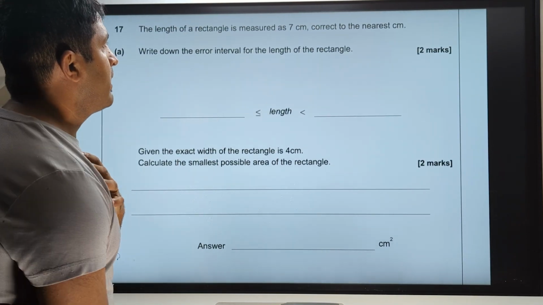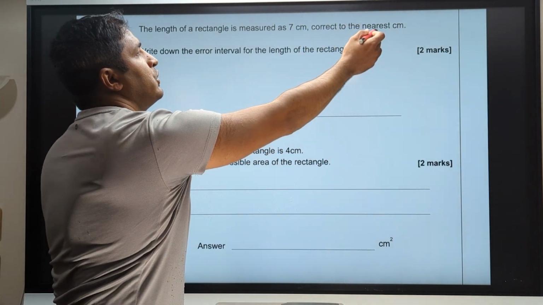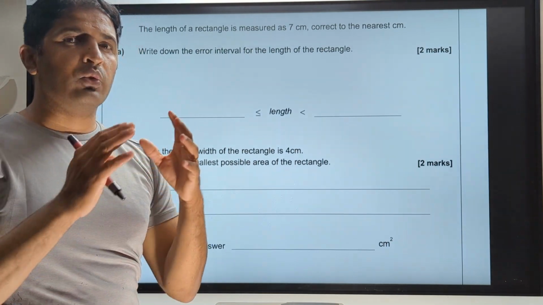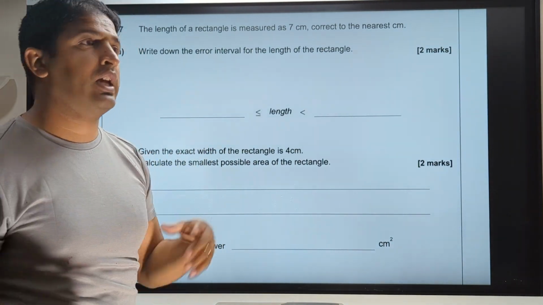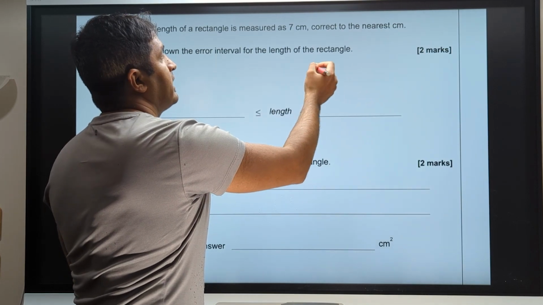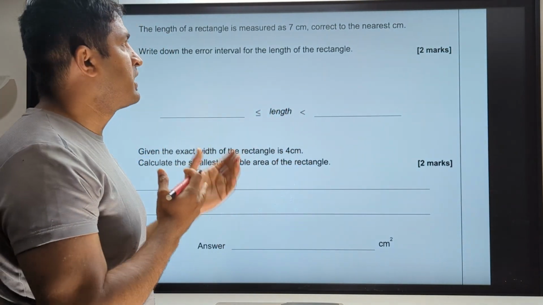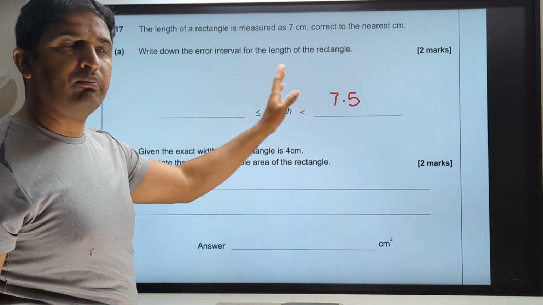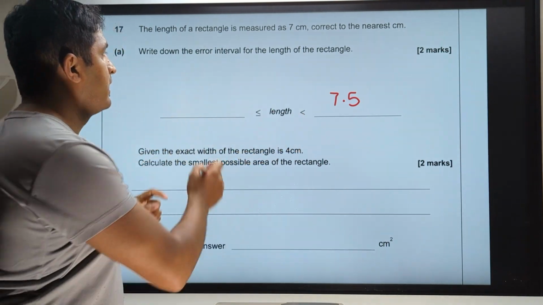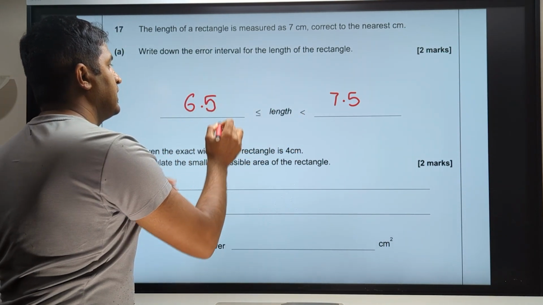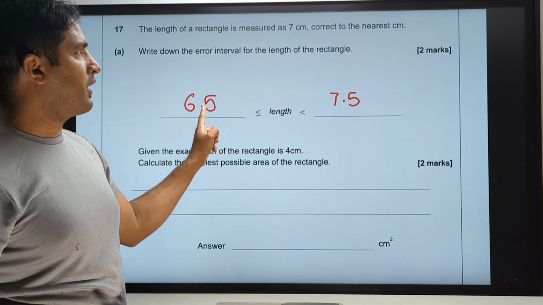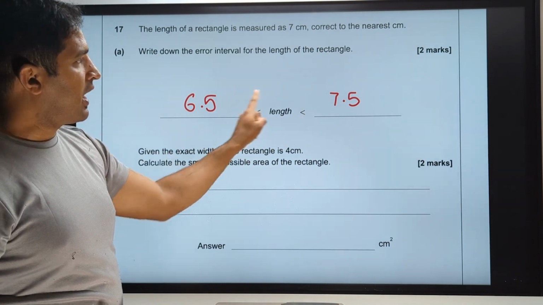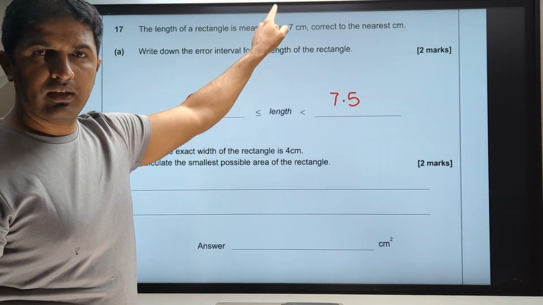The length of the rectangle is measured 7 centimeters, correct to nearest centimeter. That means the number here, 7 centimeters, has been rounded to nearest whole number. So it could have been anything from... what are the numbers that round to 7 centimeters? Anything from 7.5 and below, that's why that's a less than sign, and 6.5 or above. So you can round 6.5 to 7 or anything above that and below that. That's the error interval of this number here.